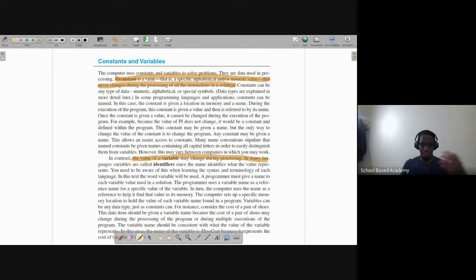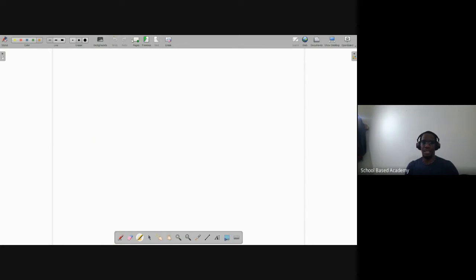But the purpose of a variable always is what it is. Constants and variables are something that we would have met in maths already, so I'm not going to stay too long on this. I want to move on to data types. So we're going to talk now about data types.